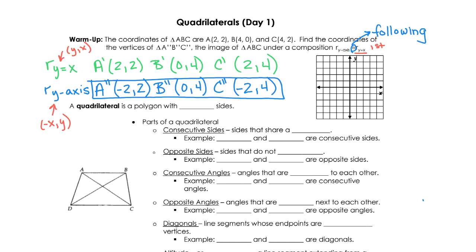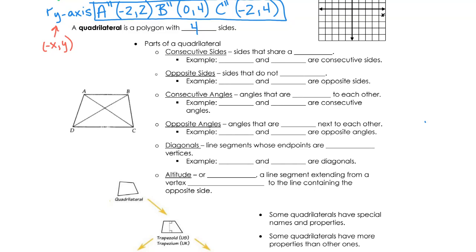All right, so a quadrilateral is a polygon with 4 sides. Parts of a quadrilateral, there's what they call consecutive sides. Consecutive sides are sides that share a vertex. In our picture here, we have an example of consecutive sides.